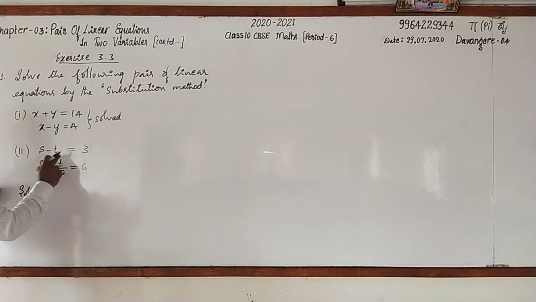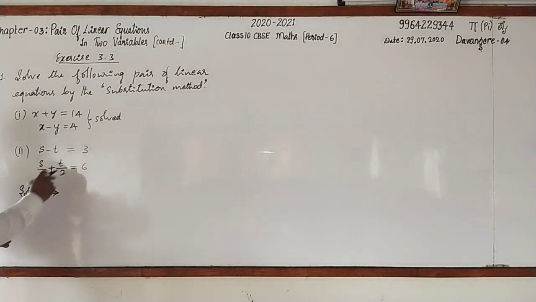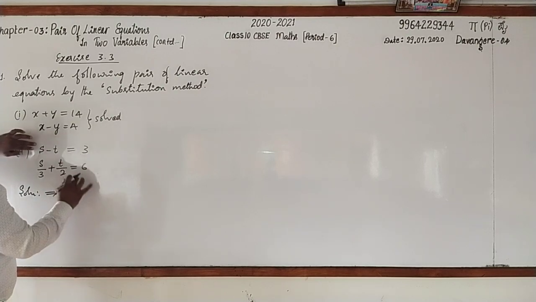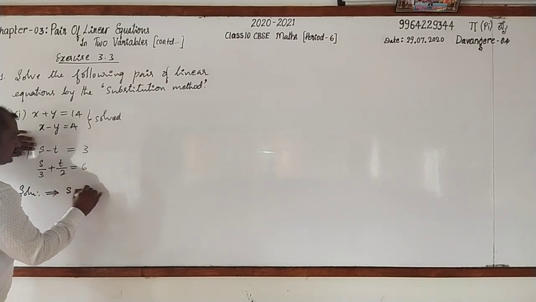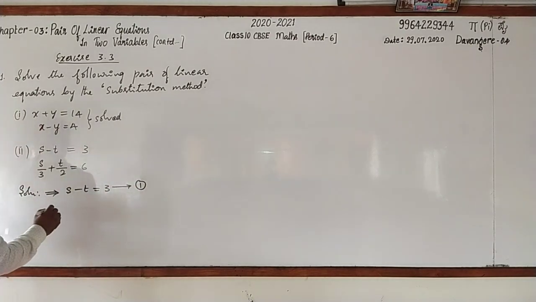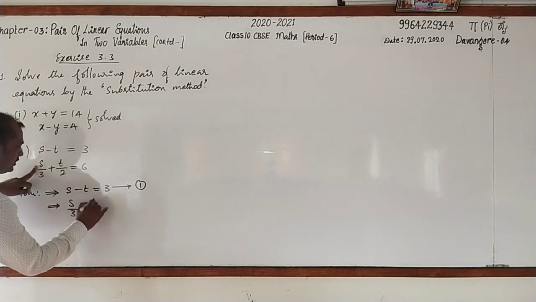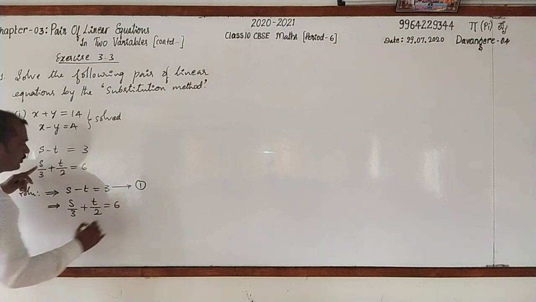It is s minus t equal to 3 is the first equation, and the second equation is s by 3 plus t by 2 is equal to 6. Then how do you solve these two equations by substitution method? Yes, we will go for the first one. s minus t is equal to 3. You may call it equation 1. Then the next one is s by 3 plus t by 2 is equal to 6.